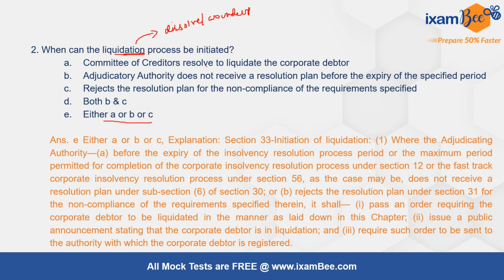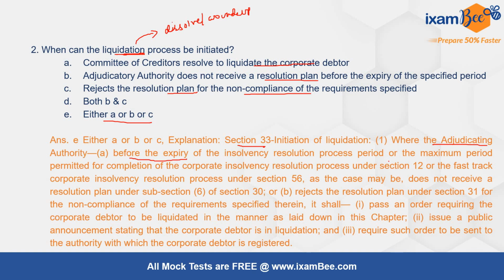So what is a committee of creditors? If they resolve to liquidate the corporate debtor, then the liquidation process can be initiated. Where the adjudicating authority does not receive the resolution plan before the expiry of the specified period, or the adjudicating authority rejects the resolution plan in case of non-compliance, then you can see section 33 is talking about the initiation of the liquidation process, and it mentions that where the adjudicating authority, before the expiry of the insolvency resolution period.